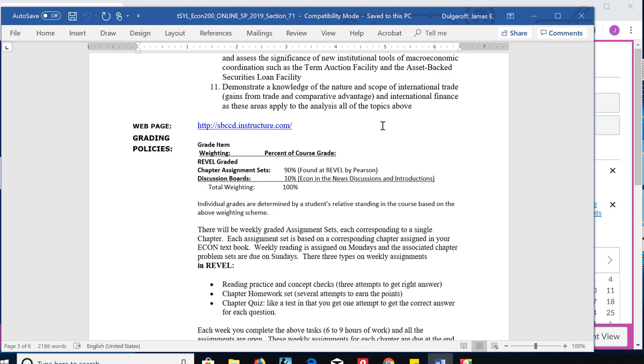Whereas if you have, say, 90 times 0.9, you've got 81. And so you need the extra 10% to get your A. You need this discussion board. It gives you 10%. And all you have to do to get 100%, that extra 10%, is just do a good job on the economics in the news discussions.